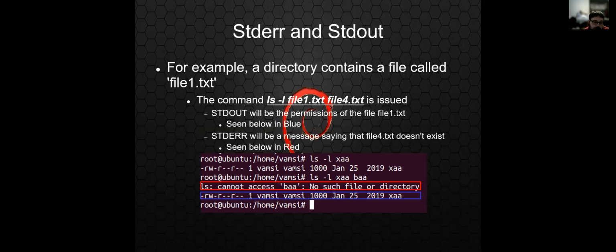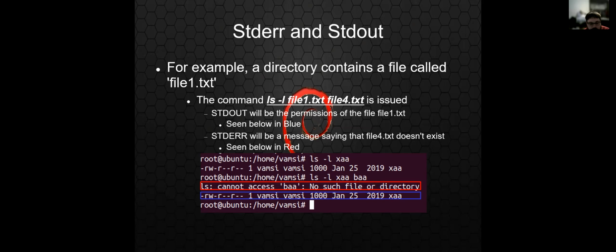So ultimately, in this case, standard output could be anything that is referring to the files that do exist. Standard error would be anything that refers to the files that don't exist. Now, file1.txt and file4.txt are listed differently in the actual command output below. There is ls -l for xaa, which is an actual file, but then there's another command that has ls -l and has xaa and baa.